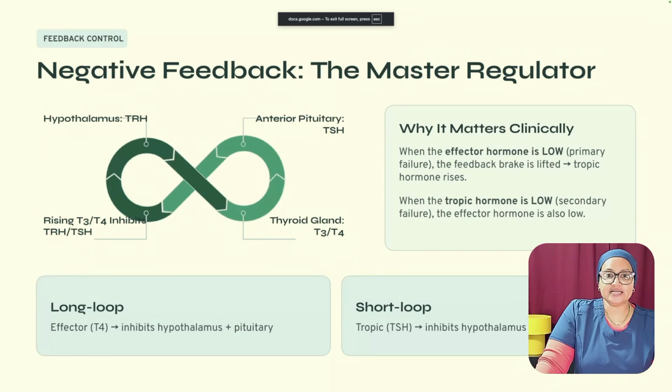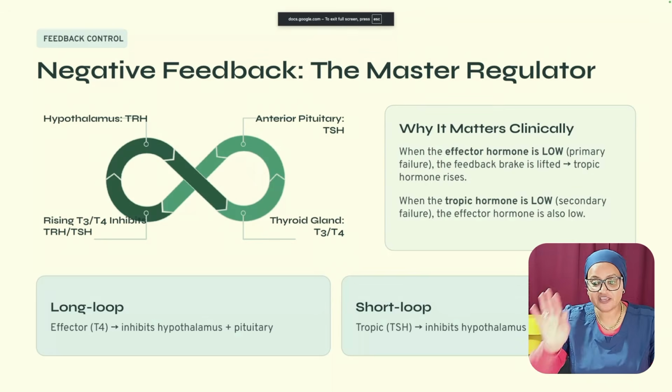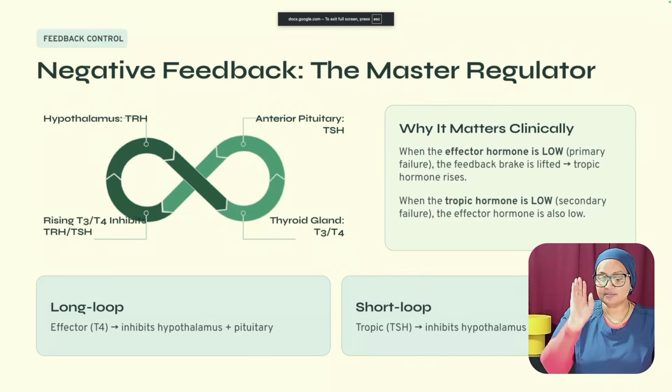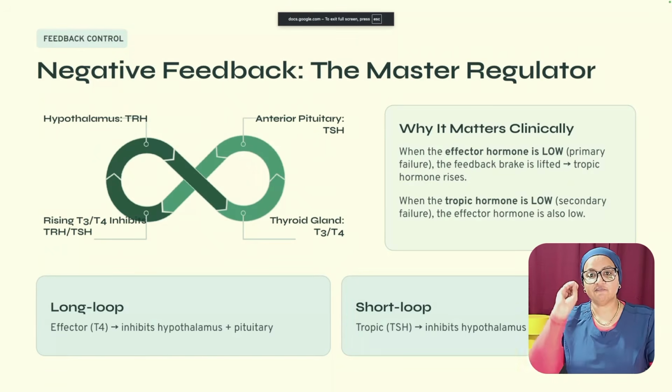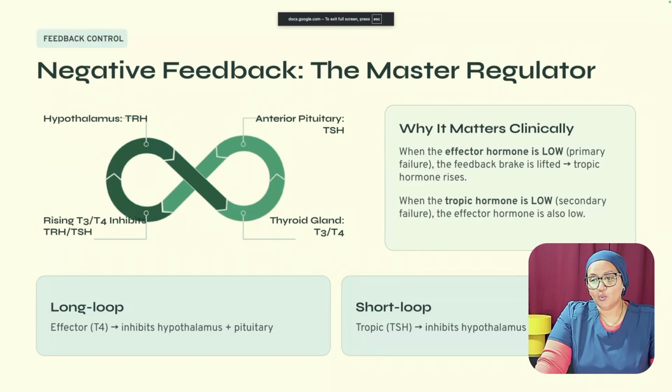And this regulatory process depends on something called negative feedback. Any system to function properly has to have feedback loops. The endocrine system is not an exception. But the main or the master regulator in endocrine functioning is negative feedback. Okay? Let me explain what negative feedback is. As you can see in the diagram, we have this circular feedback loop.